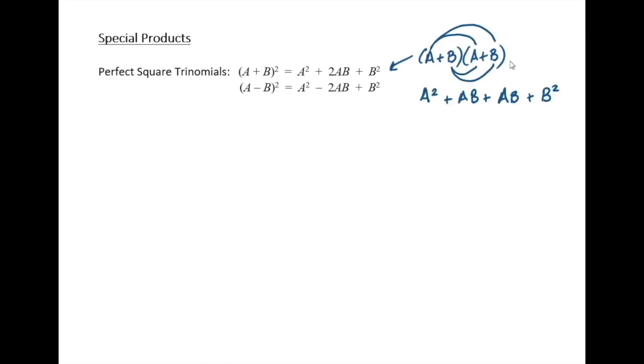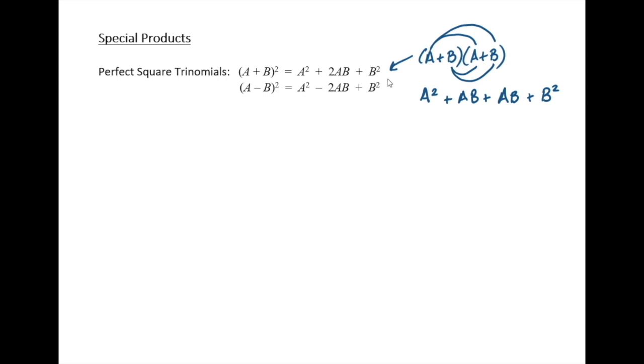When we multiply this out, we get the product of the first terms, a times a is a squared. We get the product of the outer terms, a times b, and the product of the inner terms, a times b. ab plus ab is equal to 2ab, and the product of the last terms is b squared.